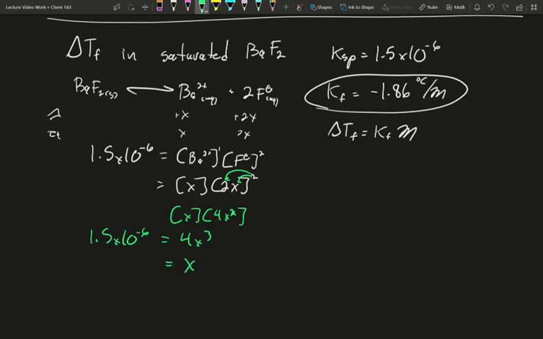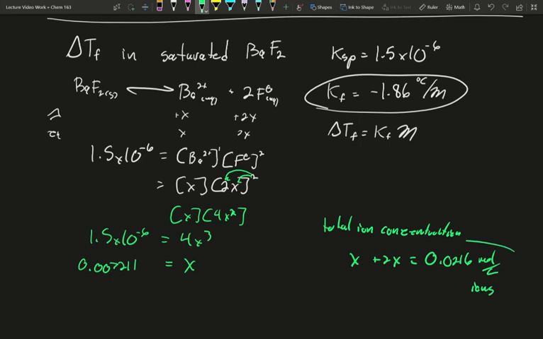x is going to equal 0.007211, which means I know my molarity of my barium ions and of my fluoride ions. Barium is this much, fluoride is twice this. So in the solution, my total ion concentration is x plus 2x, so it's just 3 times that, 0.0216 moles per liter of ions. So we find our total dissolved molarity. How much stuff is dissolved?